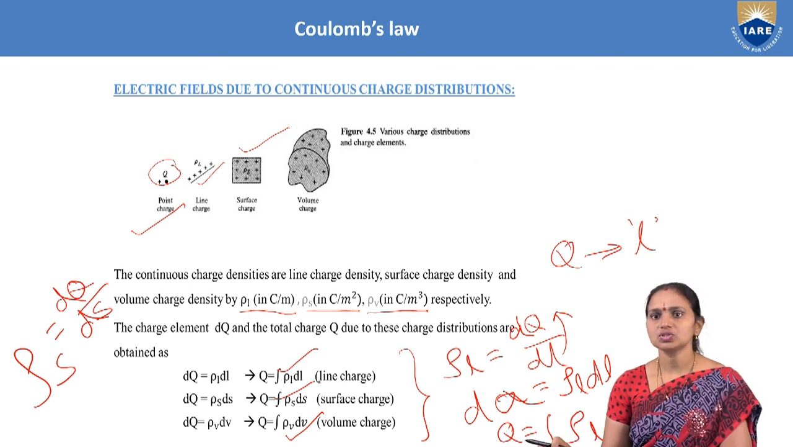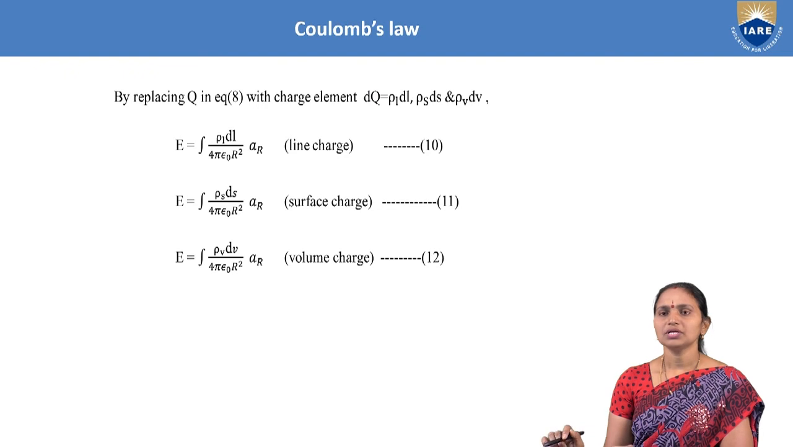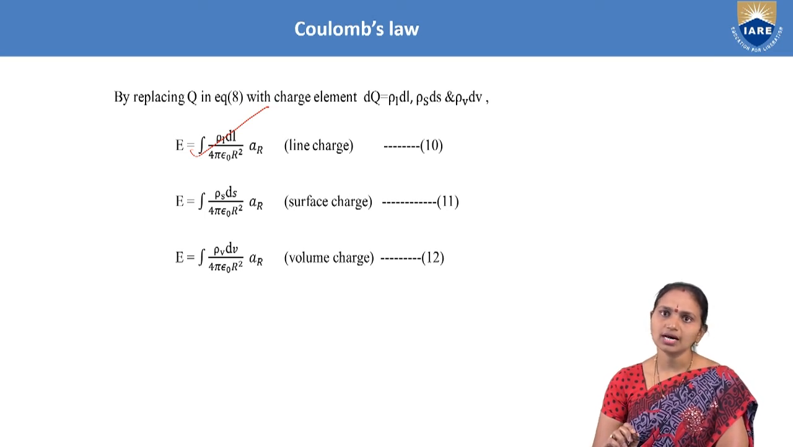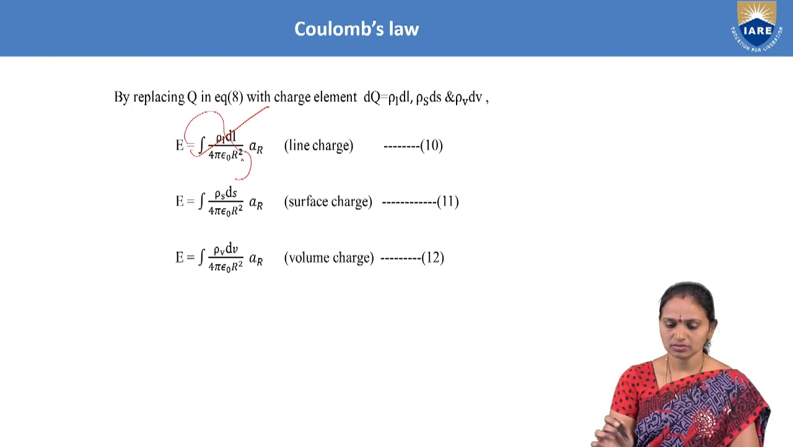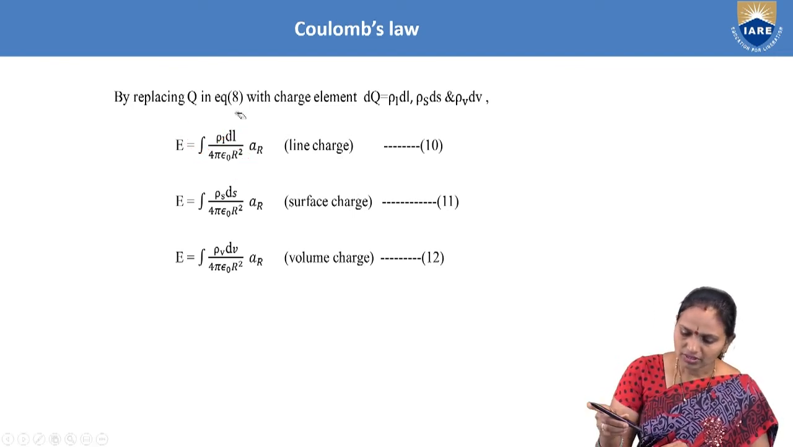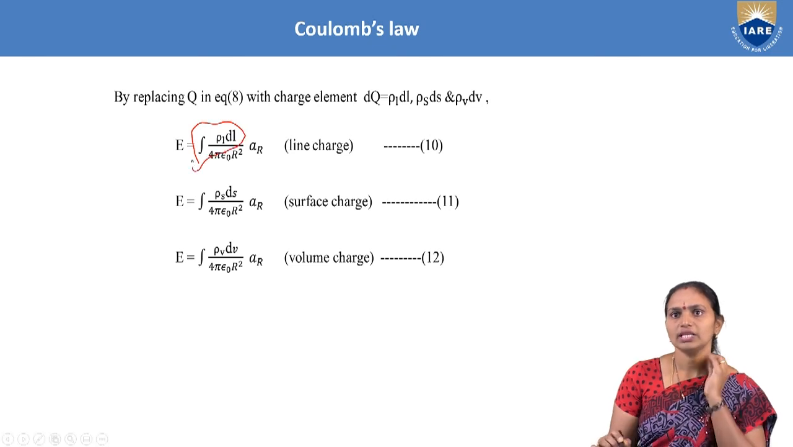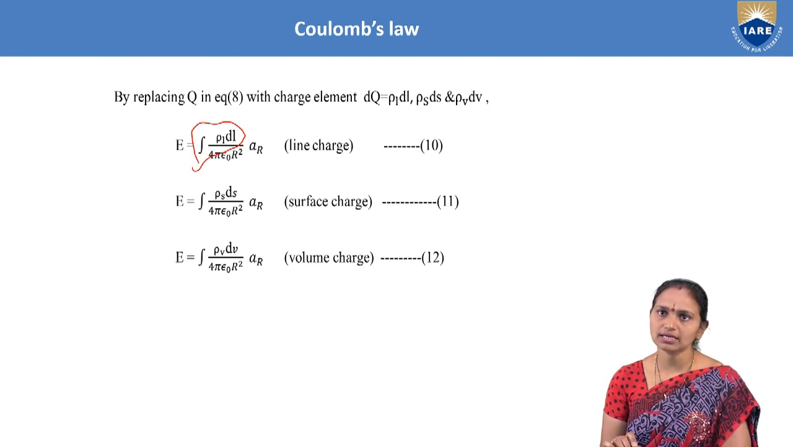Now we can directly substitute this rho L, rho S and rho V in the first equation, the 8th equation. Substituting the meaning of Q in terms of rho L, we have the equation E equals Q by 4 pi epsilon naught R square into AR. Now Q is the integral of rho L dl.